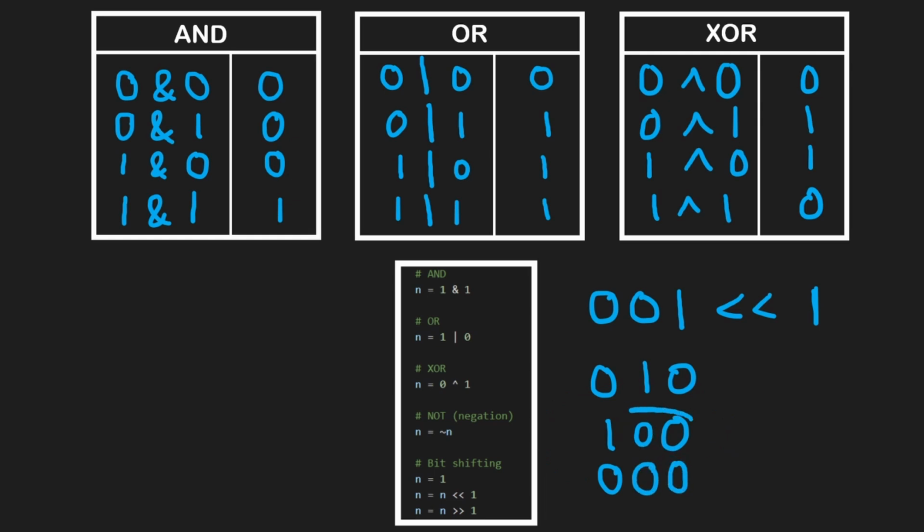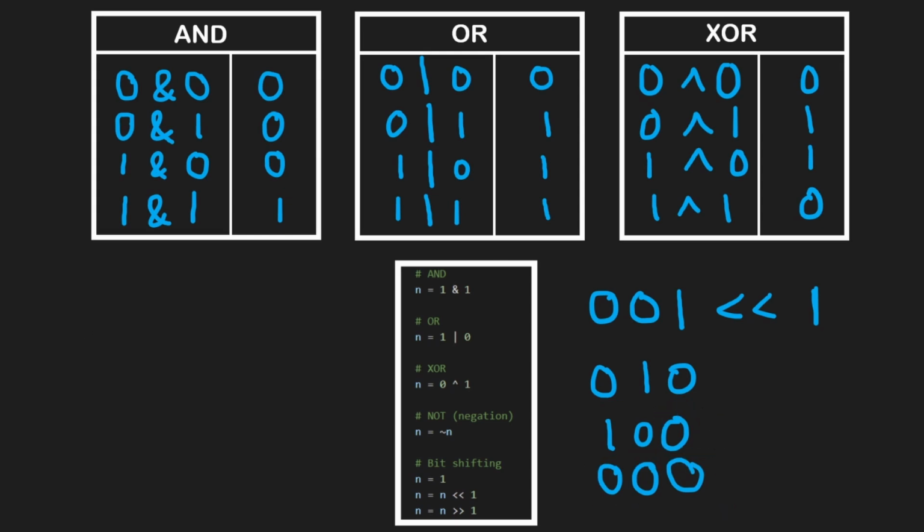This 0 would be moved to the left, and when this 0 is moved to the left, it's always going to be replaced with a 0. That's what we saw throughout this example. When we shifted this by 1, it was replaced with a 0. When we shifted this again, it was replaced with a 0.